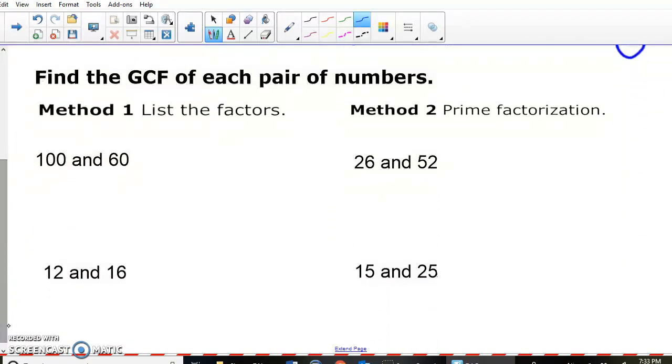Okay, so finding the GCF of some numbers, we're going to do that exact same process. So I'm going to list out all of my factors of the two numbers they give me, and then I'm going to see what they have in common.